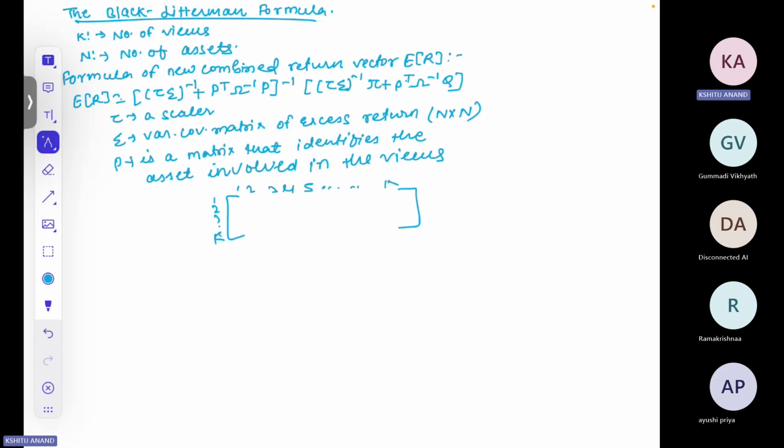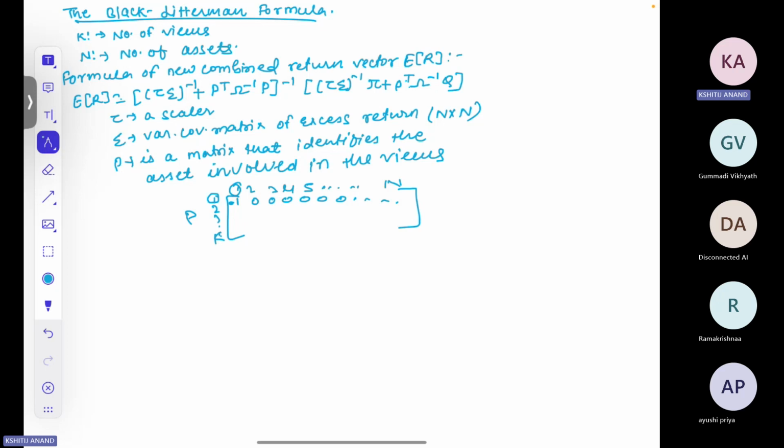So now let us say the first view says that the stock price of the first asset will increase by 3%. So what you do, this is the first asset, right? And this is the first view and first asset. So there basically you mark plus one, because you have an increase, and then you will put zero everywhere. So this is the P matrix. So it basically identifies which views are involving which asset.